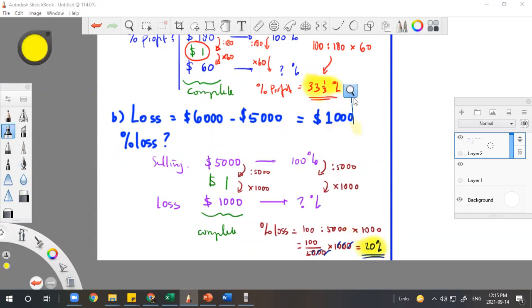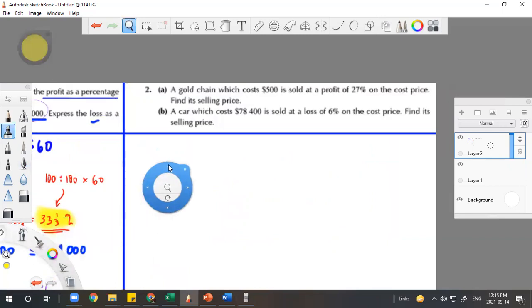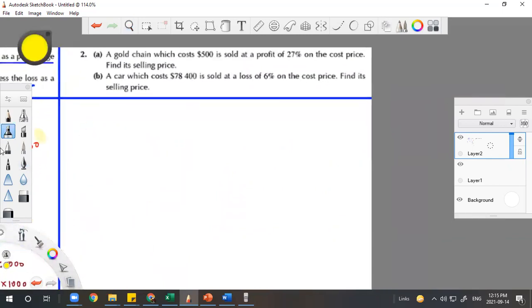There you go. Now, pay attention to number 2. Number 2 is quite challenging, but it's not too challenging anyway. But you have to pay attention in this case. Question 2 part A. A gold chain which cost $500 is sold at a profit of 27% on the cost price. So you know that the cost is $500, representing 100%, of course. The question is, find its selling price.